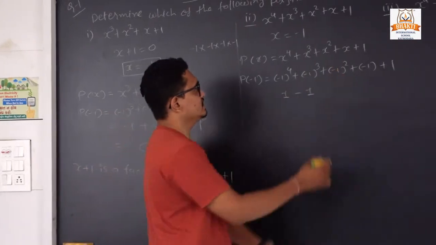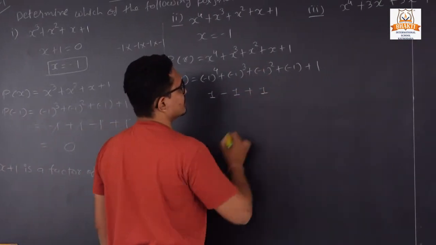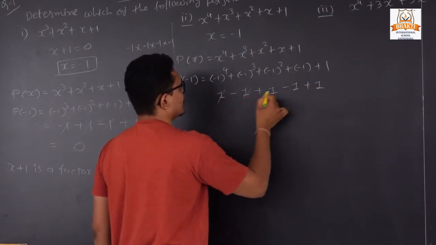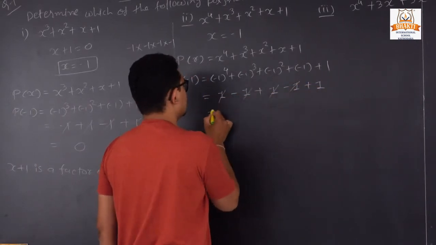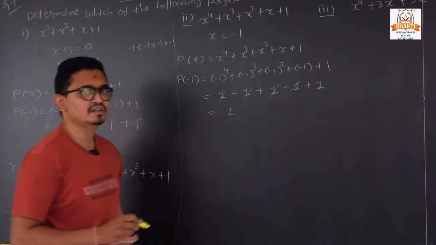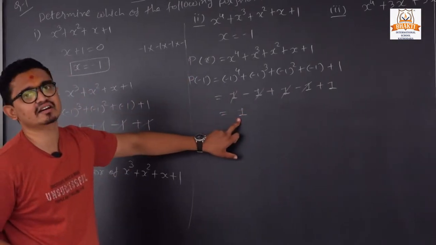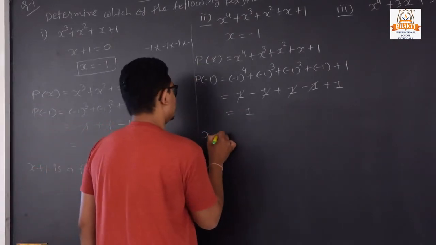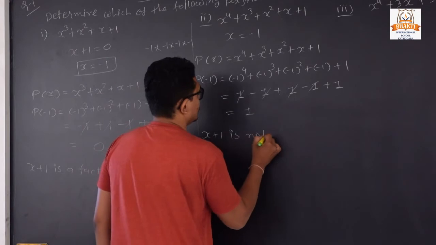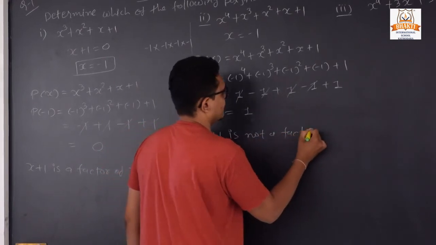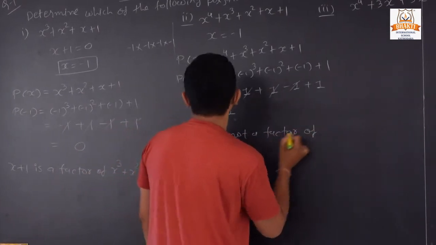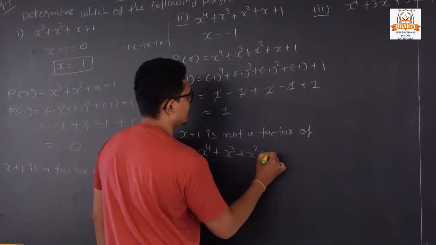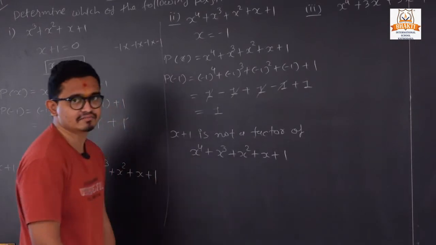Next, minus 1 square. Once again plus. Plus minus minus and plus. So these both are cut. These both are also cut. So the answer is 1. So here we do not get the answer as 0. So it means we can write like that, x plus 1 is not a factor of x raised to 4 plus x cube plus x square plus x plus 1.